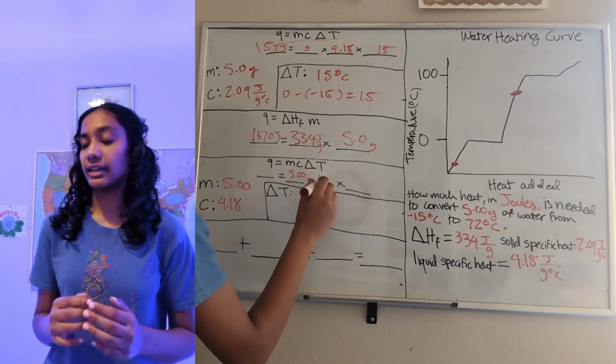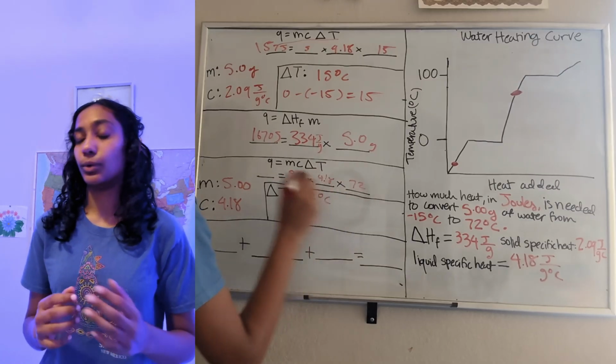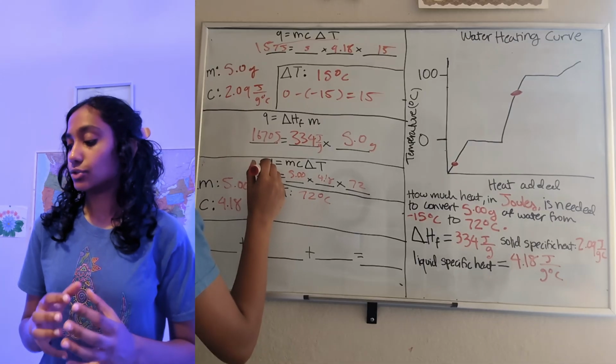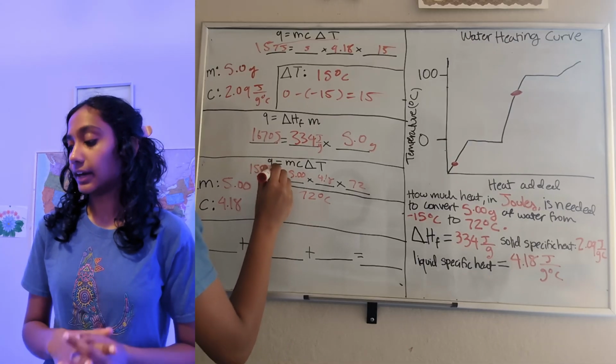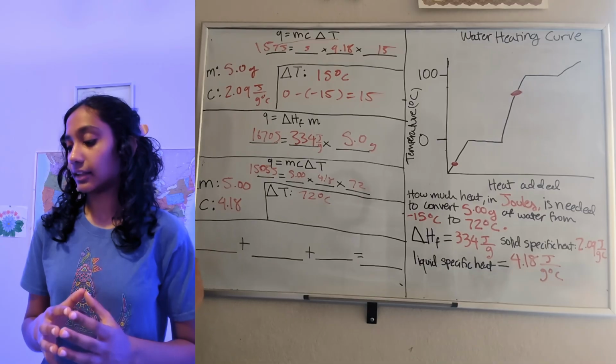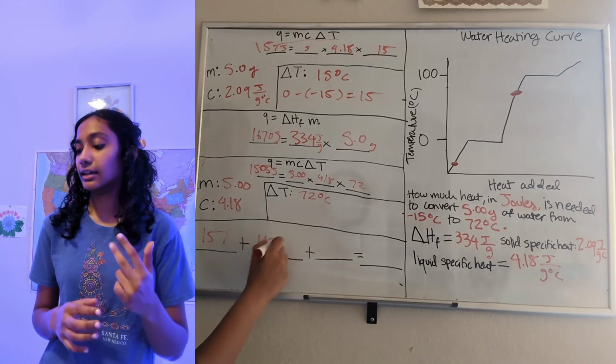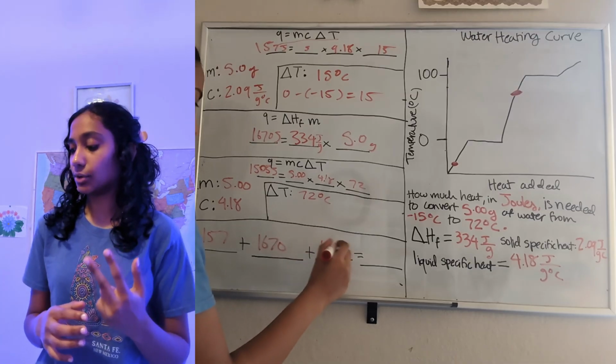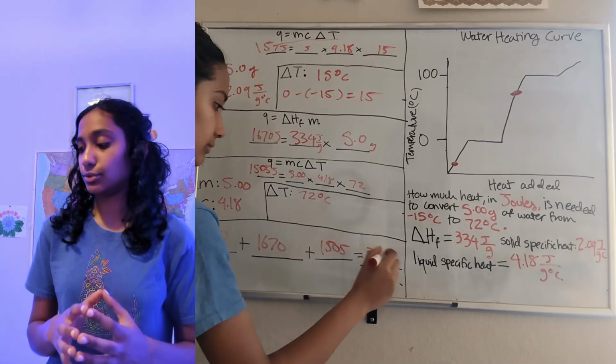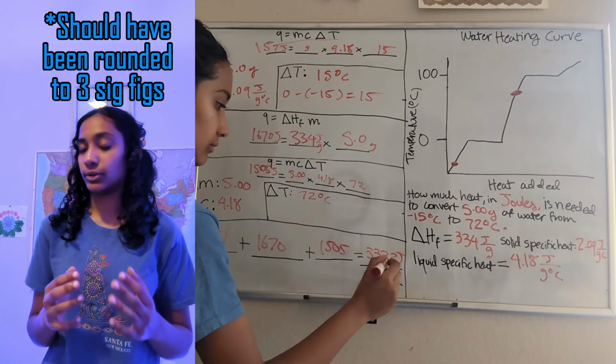5.00 times 4.18 times 72 gives us 1,505 joules of heat needed. Finally, let's add up the heat that we've calculated so far. 157 plus 1670 plus 1505 gives us a total of 3,332 joules of heat, rounded to 4 sig figs.